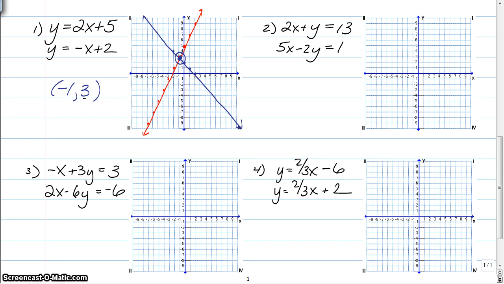Remember, solutions to systems are coordinates. It's where 2 lines intersect on the coordinate plane. So you must write your answer in coordinate form. So number 2, the first thing you're going to need to do is graph those 2 and find the intersection. I'm going to let you do that on your own and see how you do.